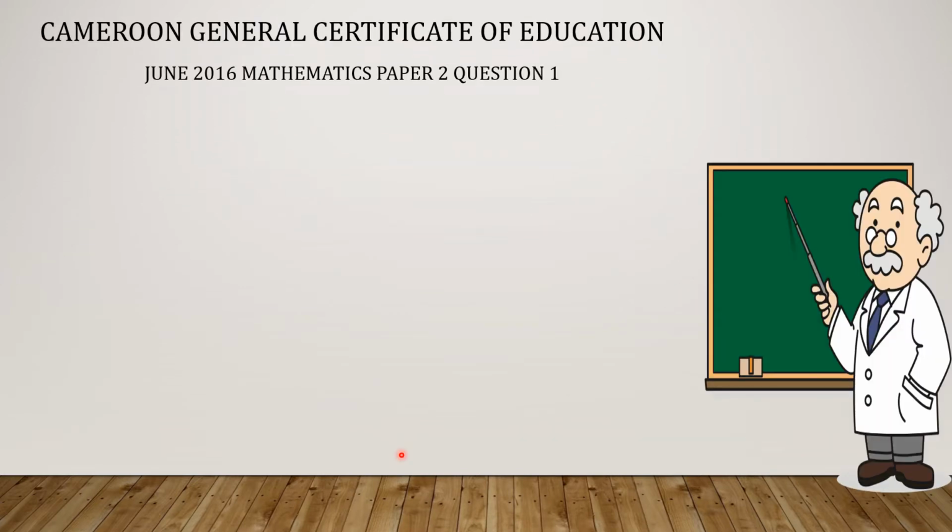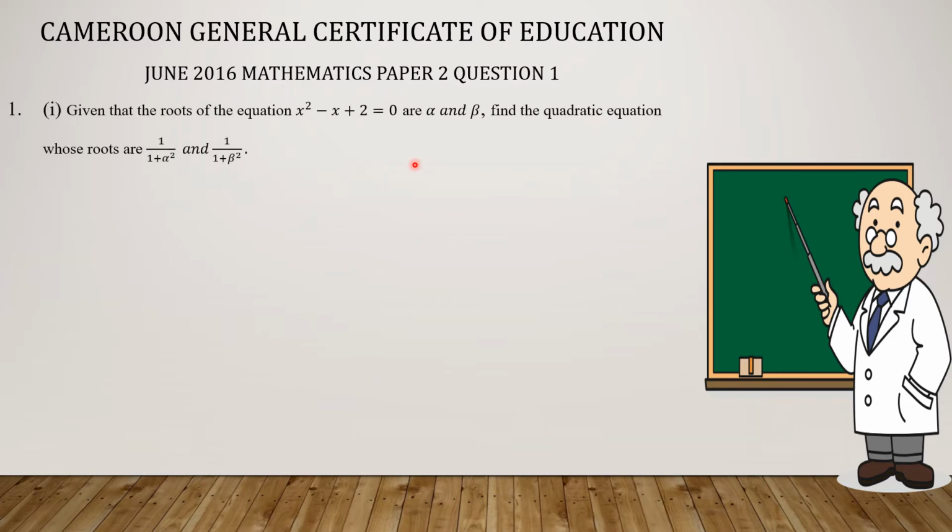Now we are going to start off with June 2016 mathematics paper 2 question 1, and the question reads: given that the roots of the quadratic equation x squared minus x plus 2 equals 0 are alpha and beta, find the quadratic equation whose roots are 1 over alpha squared and 1 over beta squared.